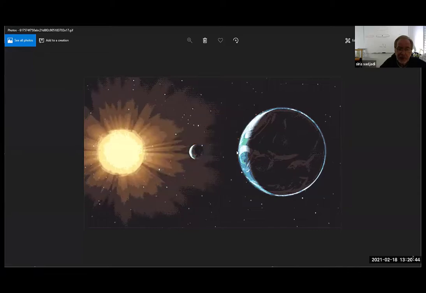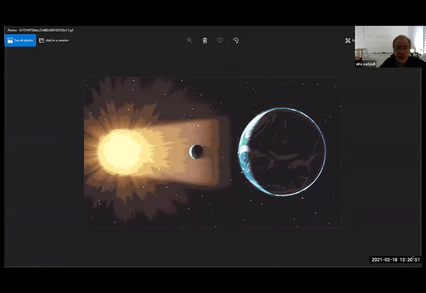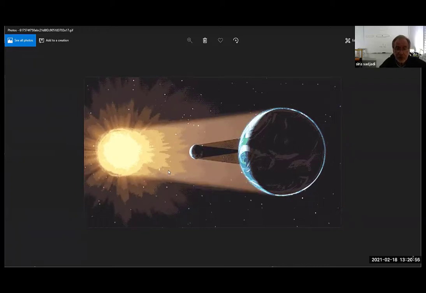Even in the best of circumstances, it's about 110 miles in diameter. Pretty small shadow on the Earth by the time it reaches the Earth. Something else I want you to notice. There's two shadows, actually. One is a full shadow. Look at this dark shadow, right?